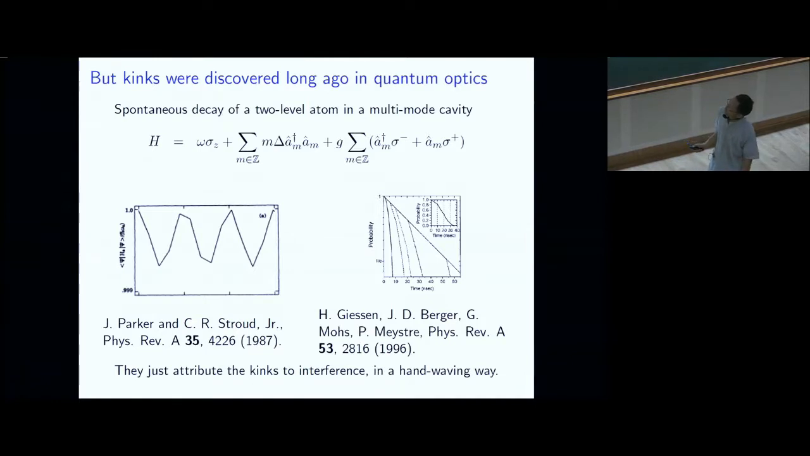The point is that they didn't take the kinks very seriously. They didn't try to account for it very quantitatively. They just attributed it to interference.